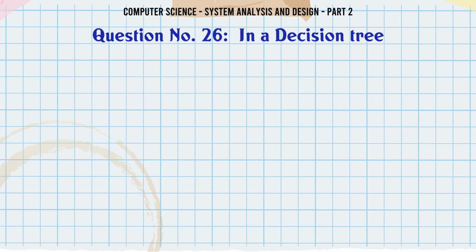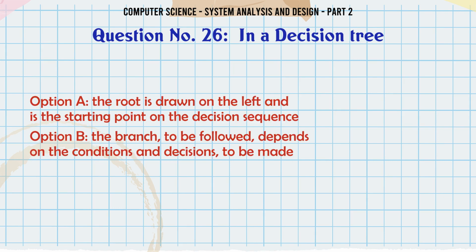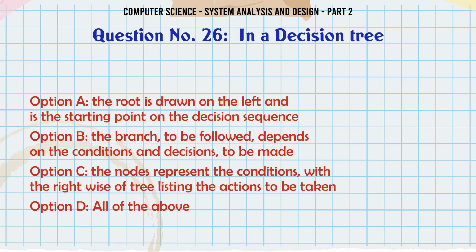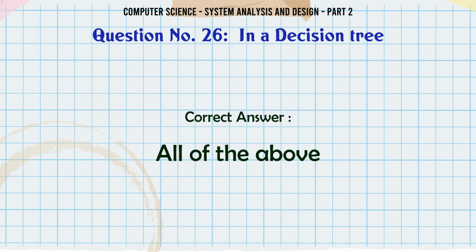In a decision tree, A. The root is drawn on the left and is the starting point on the decision sequence. B. The branch to be followed depends on the conditions and decisions to be made. C. The nodes represent the conditions with the right side of the tree listing the actions to be taken. D. All of the above. The correct answer is all of the above.